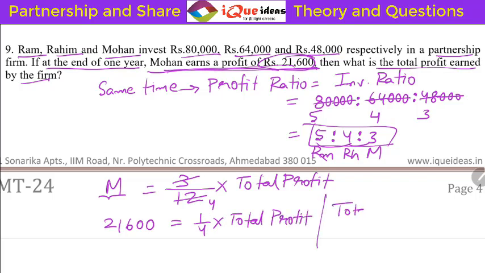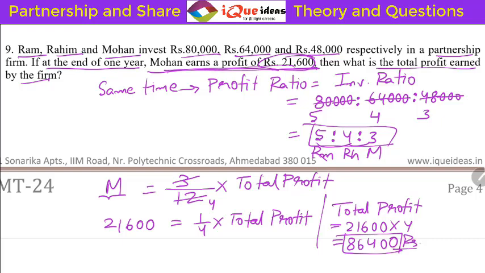As you can see, total profit in this case will be equal to 21,600 into 4. 21,600 into 4 will be multiply normally. It is 0, 0, 4 6 are 24, 4 1s are 4 and 2 6, 4 2s are 8. So it is 86,400 rupees. This is the total profit. Okay. Now the next one.